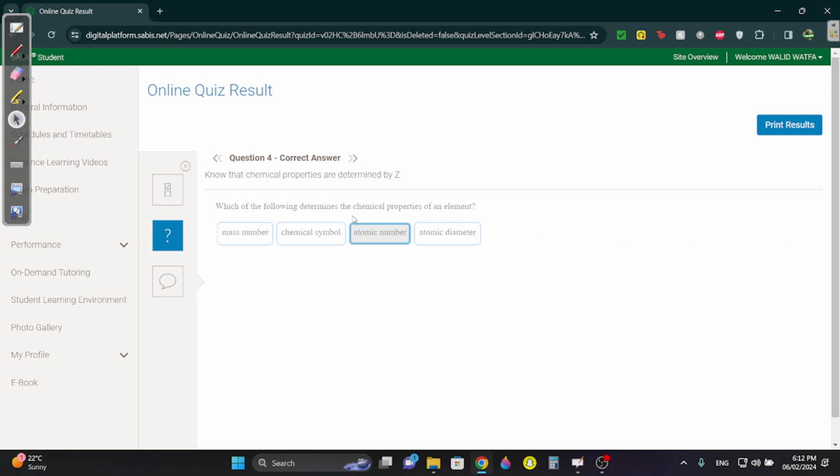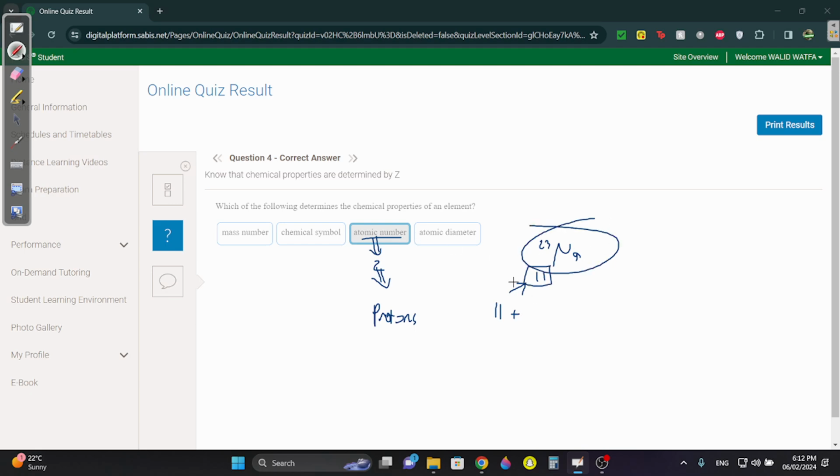What determines the chemical properties of an element? The atomic number. What is the atomic number? The atomic number is the Z, which is the protons. Remember when we had Na 11, 23? 11 was the atomic number representing 11 protons. So when you say an atom has 11 protons, directly you're going to know it's sodium, Na.